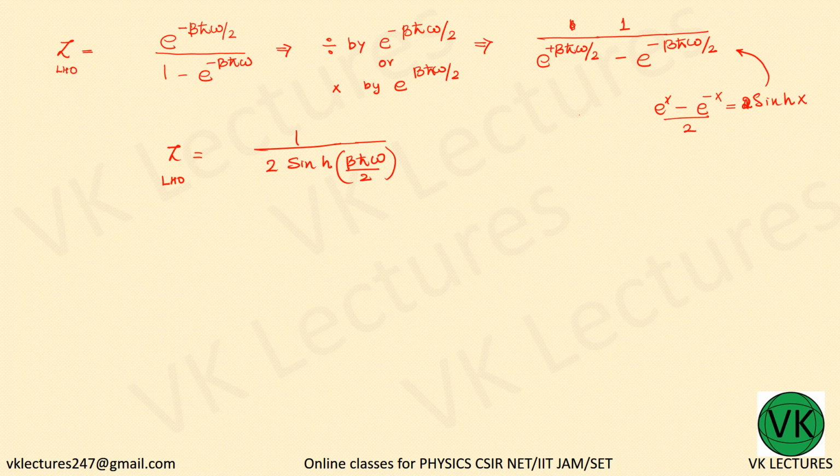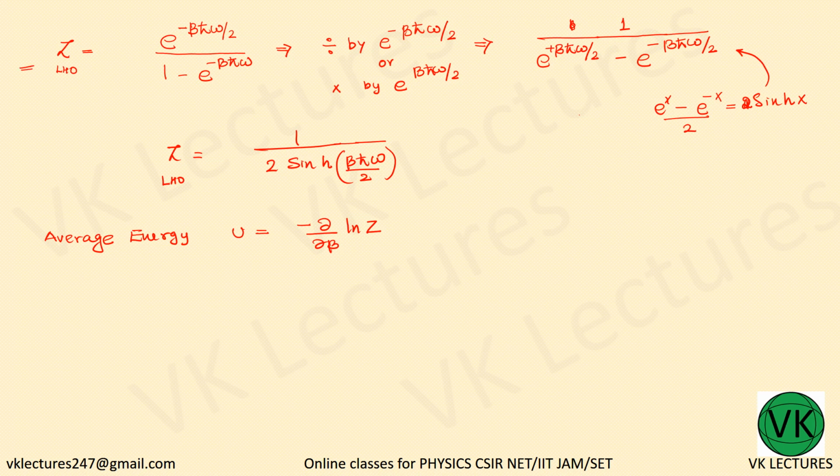Now finding the average energy of the linear harmonic oscillator. The average energy is given by U. The formula is minus dou by dou beta of log Z. So minus dou by dou beta log Z. So we have Z here. Now let us take this particular Z for doing this problem.